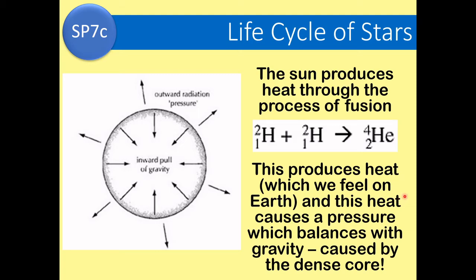The Sun's heat also causes a pressure, and it's this outward pressure that balances the gravity of the star being pulled in by its own mass. So you have gravity trying to collapse the star, and you have this outward radiation pressure of all of this heat pushing outwards, trying to push the star up. And when these forces balance, this is when you have a stable star that won't expand or contract.